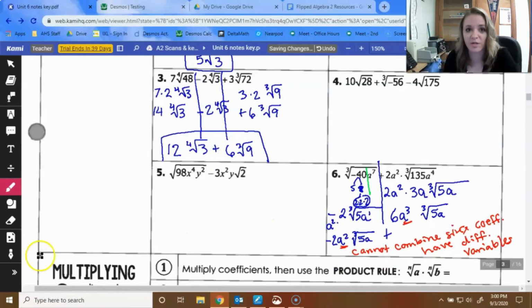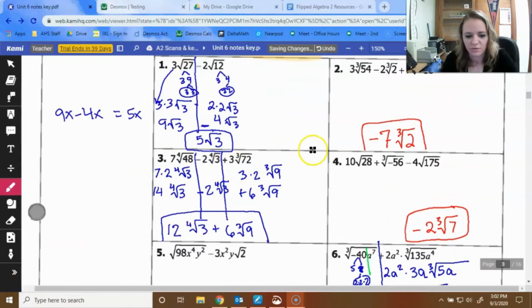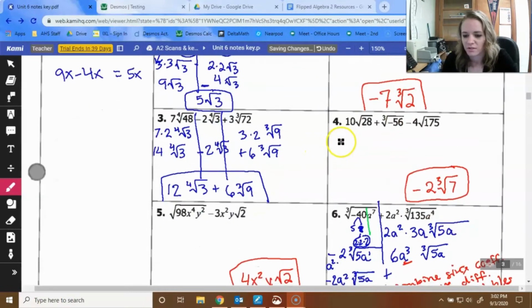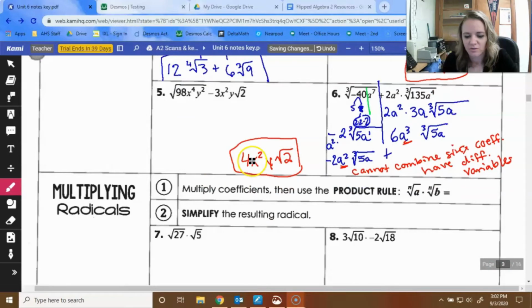So pause the video and press play when you are ready to see. Alright, here are your answers. Number 2 is negative 7 times the third root of 2. Number 4 is negative 2 times the third root of 7. Number 5 is 4x squared times y times radical 2.